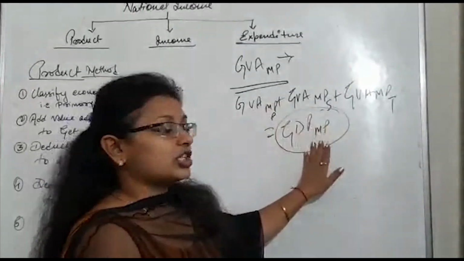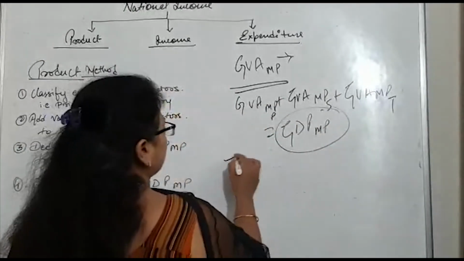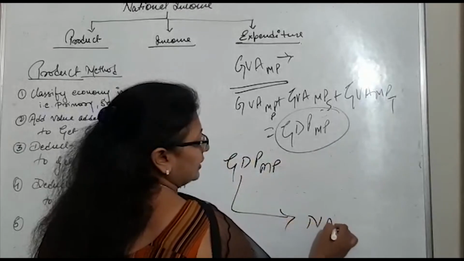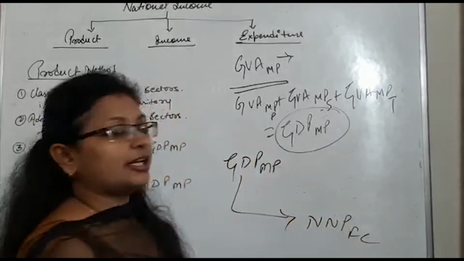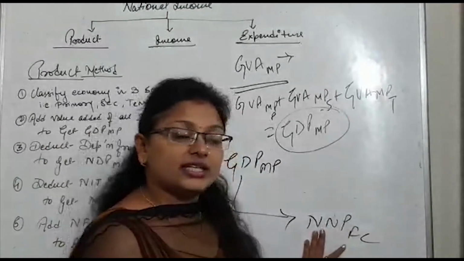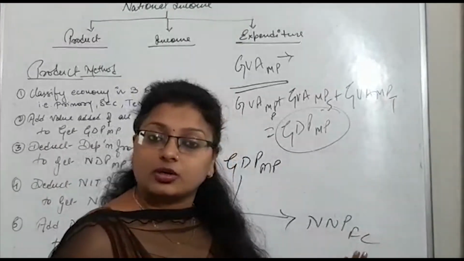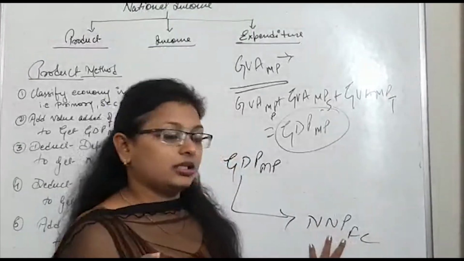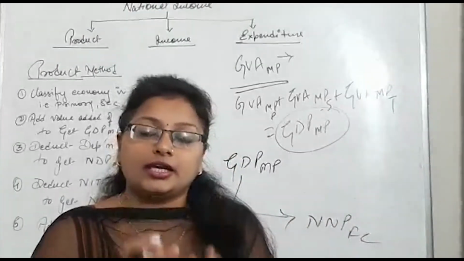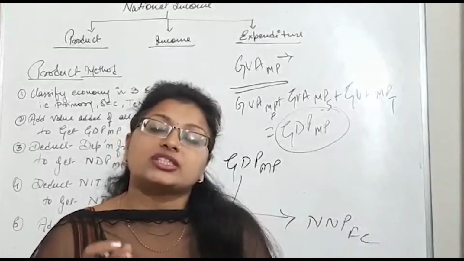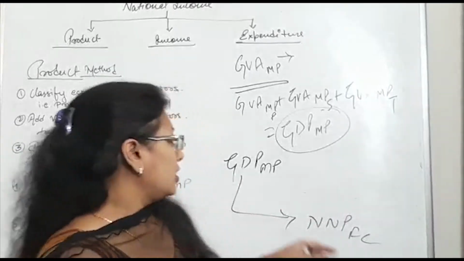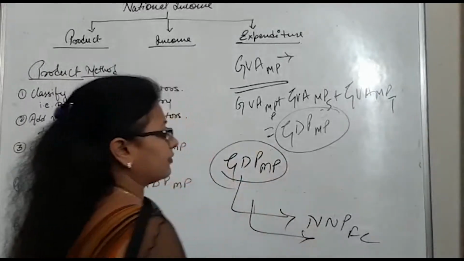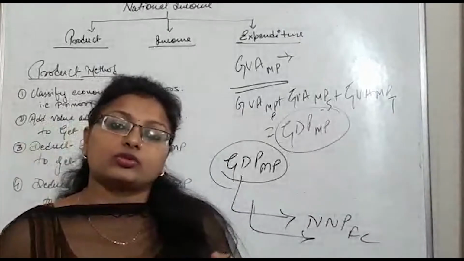Now after getting GDP at MP, which is an aggregate concept, we have to reach NNP at FC. What is this NNP at FC? NNP at FC is net national product at factor cost. Net national product at factor cost is a least aggregate concept which is also known as national income, which is our ultimate target to reach. So from GDP at MP to reach NNP at FC, we have to do three things.